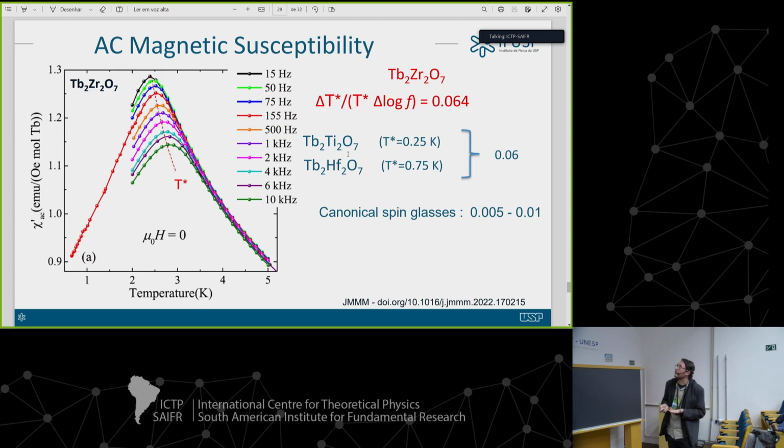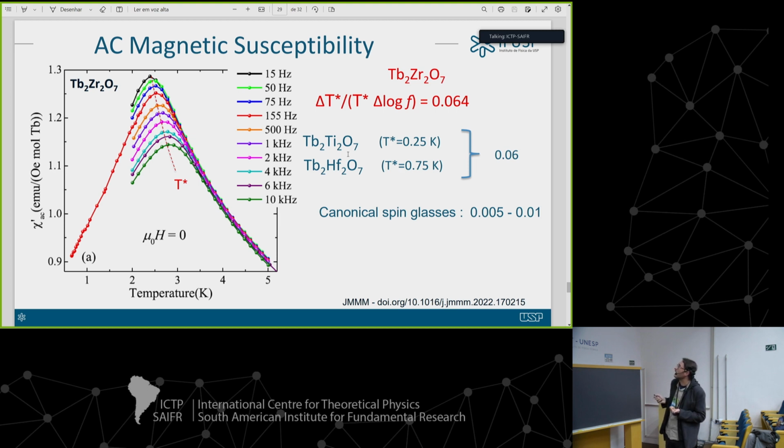And then we measured the AC susceptibility. And here the glassiness of the spin ice shows up. The AC susceptibility has a peak, which depends on the frequency. We have a range of frequency here. We quantified how much the peak changes as a function of frequency, is this number here, 0.064, which is comparable to the ones observed for the titanate and also the hafnate equivalent compounds.